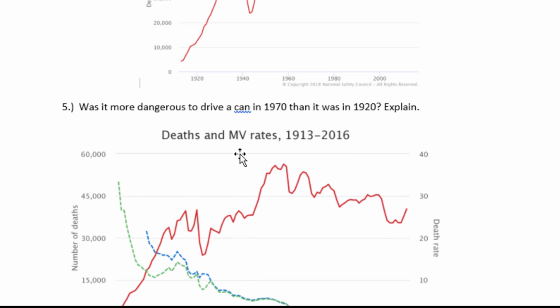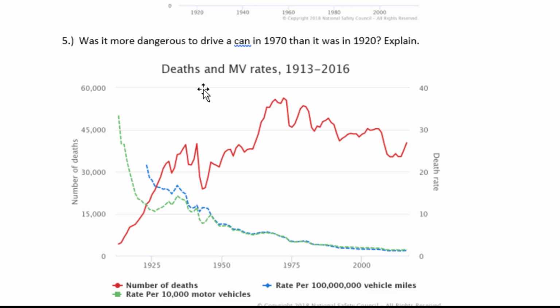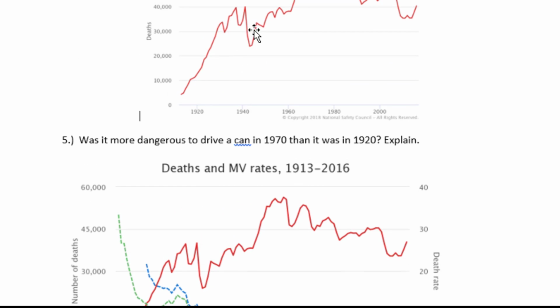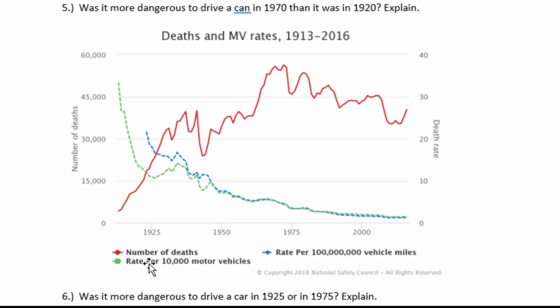So down here, I'm given a rate. Deaths and motor vehicle rates. So the red line is just the number of deaths, which is the same as this one here. The green line is rate per 10,000 motor vehicles. So that's the green line here. And the blue line is the rate of death per 100 million miles driven, which is similar to the green line. A little bit of a difference perhaps, but not many.